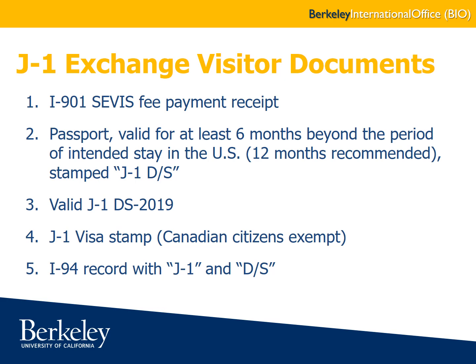To review, make sure that you keep your I-901 SEVIS fee payment receipt for your records. Your passport needs to be valid at least 6 months beyond the period of your intended stay in the U.S., though 12 months is recommended. It may not have an entry stamp, which is okay, but if it does, it should be stamped with J1 and DS. You should always maintain a valid DS 2019. You should have a valid J1 visa stamp, unless you are a Canadian citizen, as they are generally exempt from this requirement, and your electronic I-94 record should show J1 and DS.